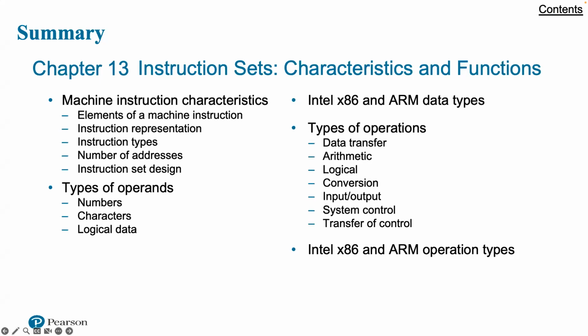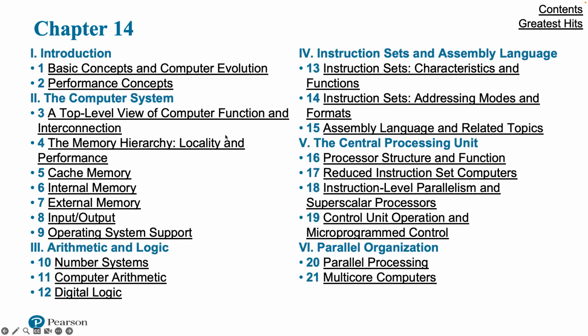So that's kind of a whirlwind introduction for the first of 3 chapters that we're going to be talking about for instruction sets. We talked about the characteristics of instruction sets, the type of operands, how are we going to put in characters, numbers, logical data. We did a comparison between the x86 and the ARM data types and the types of things that they do. And so now you have a better sense of what's going on between those.